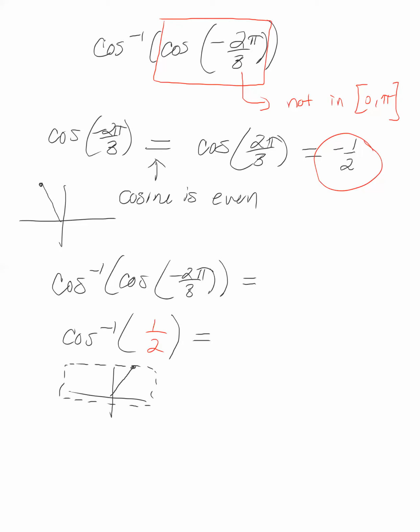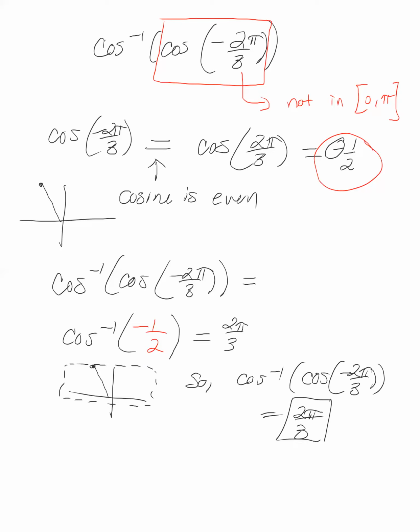It's an angle of, nope, sorry. I have a negative sign here, so I need to input that here. There we go. So I'm going to find some angle for which the x value is -1/2. So that's over here. That's an angle of 2 pi over 3. So this means that the cosine inverse of the cosine of -2 pi over 3 is equal to 2 pi over 3. And that finishes that problem.